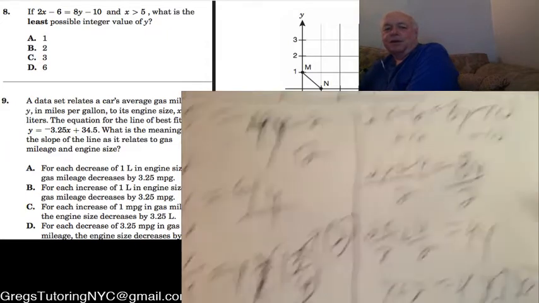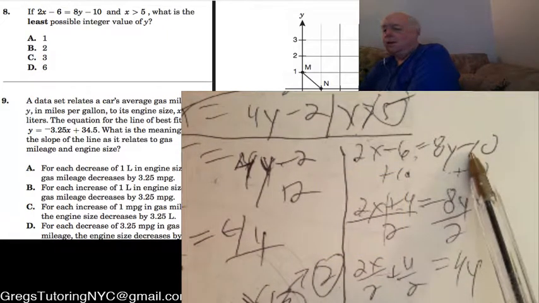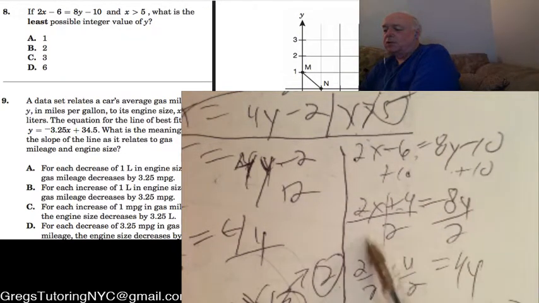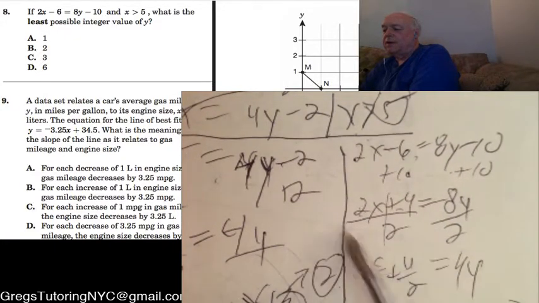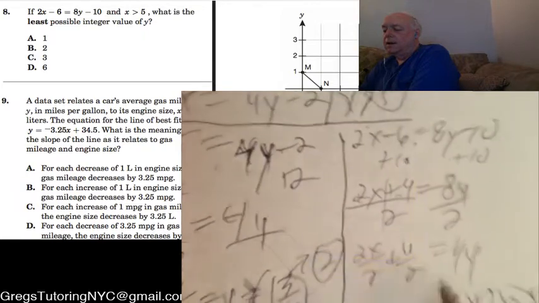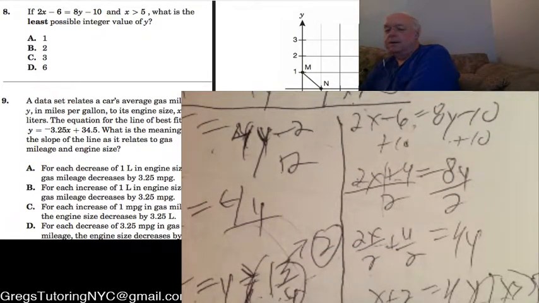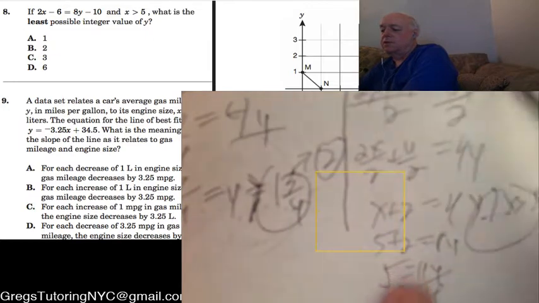So let me just run through it again. We have 2x minus 6 is 8y minus 10. We're going to add 10 to both sides to get y by itself. So we get 2x plus 4 equals 8y. I just tried to simplify it, so I'm going to divide both sides by 2. So I get x plus 2 equals 4y, which is down here. And now I'm just going to substitute the 5 in at this point.